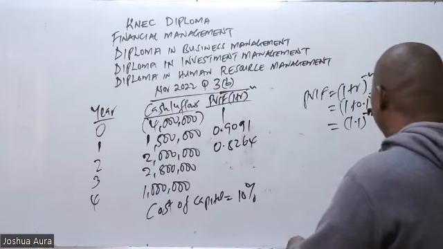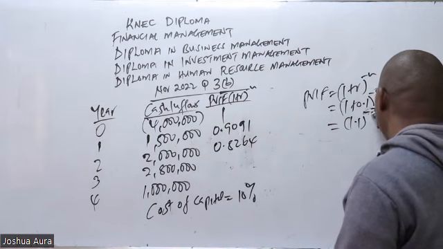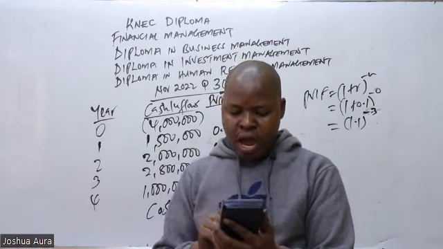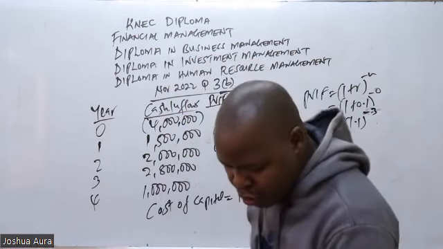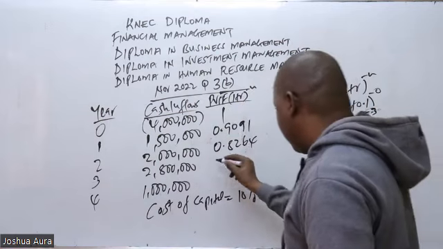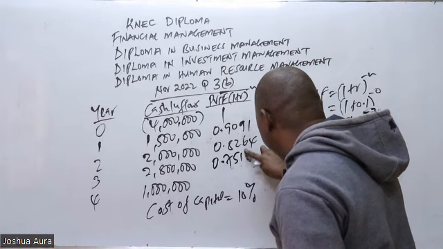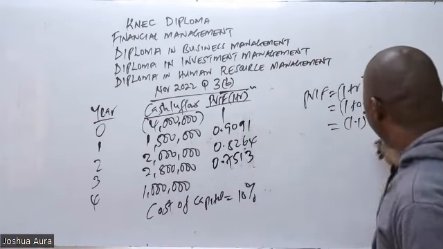0.8264. What about for year 3? It will be 1.1 raised to negative 3. What are we getting? 0.7513. What about for year 4?